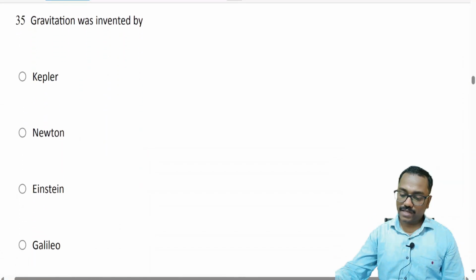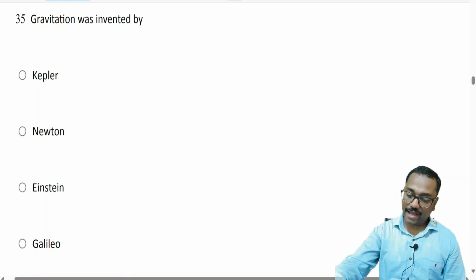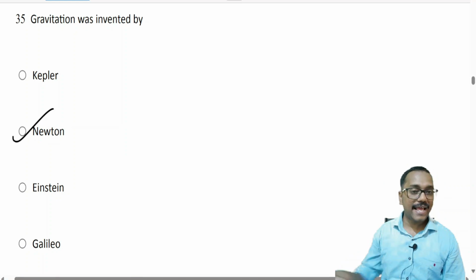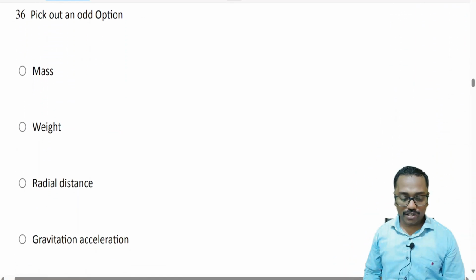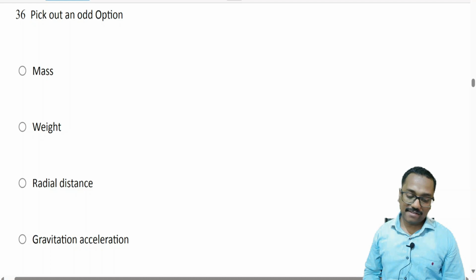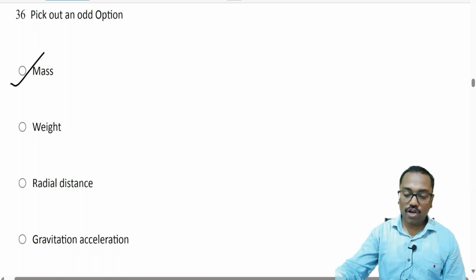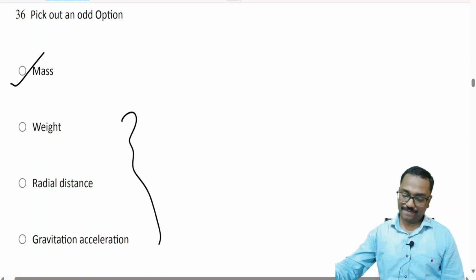35th question. Gravitation was invented by Kepler, Newton, Einstein, Galileo. So we already know that gravitation was invented by Newton. 36th. Pick out the odd option. Mass, weight, radial distance, gravitational acceleration. So its answer is mass. Why? Because mass does not change. The rest, weight, radial distance and gravitational acceleration, all change.